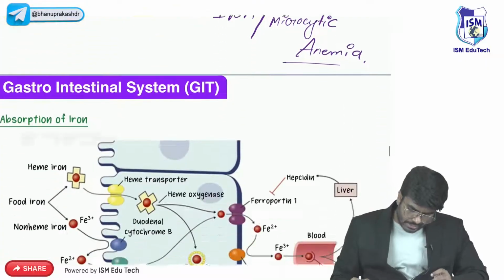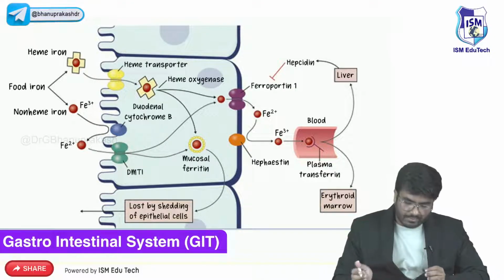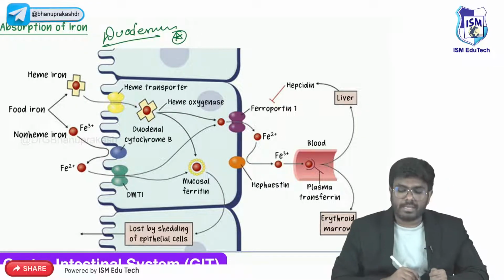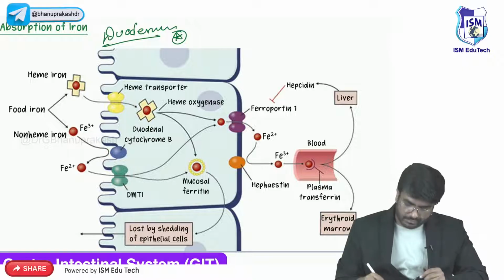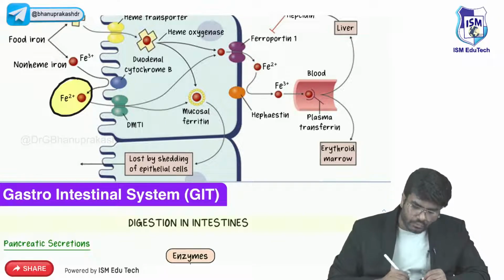Okay, done, sir. After this, I want you to know a few important points about iron absorption. Where does iron absorption happen? You know it, the duodenum. Iron absorption happens in the duodenum. In which form? Only the Fe2+ form. I'm not going into detail, only important points. Only iron in Fe2+ form is absorbed.